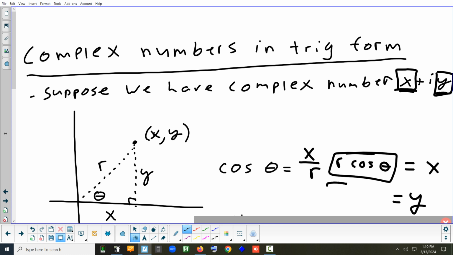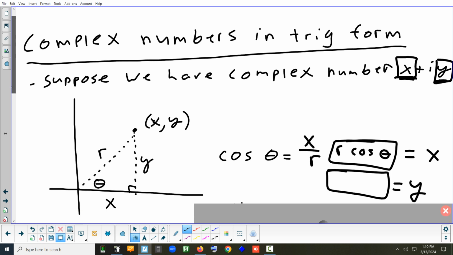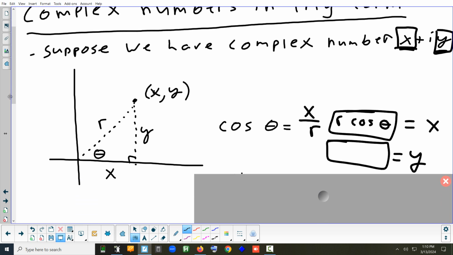And can we do y without figuring it all out from scratch? What would y be? Radius sine theta. Any questions on that?